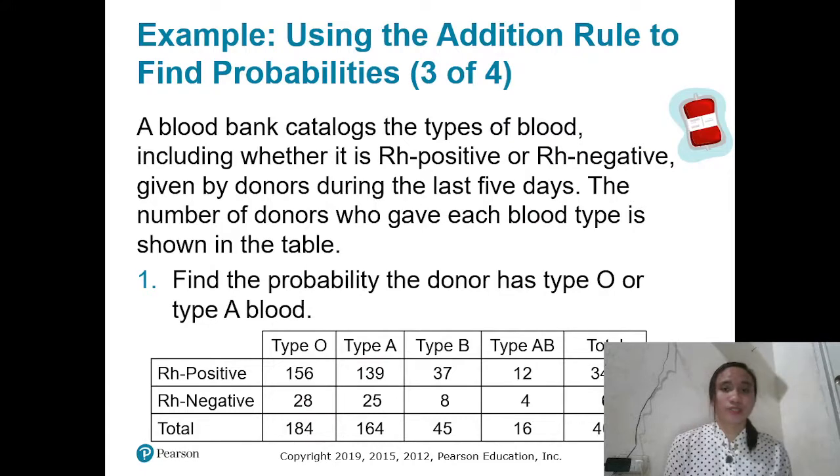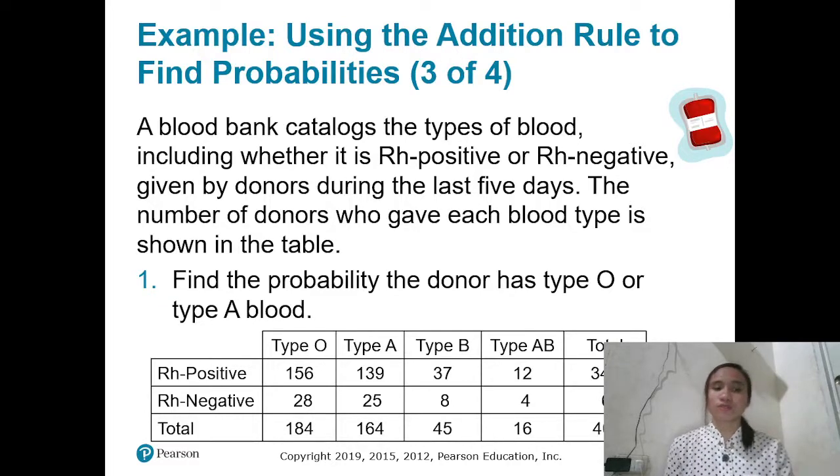Another example of the addition rule. A blood bank catalogs the types of blood, including whether it is Rh positive or Rh negative, given by donors during the last 5 days. The number of donors who gave each blood type is shown in the table. Find the probability that a donor has type O or type A blood.